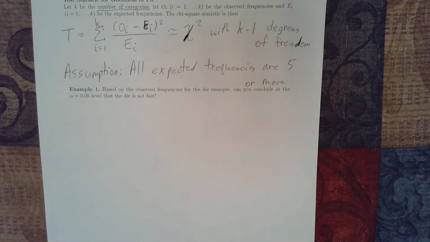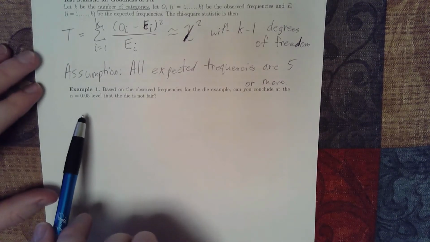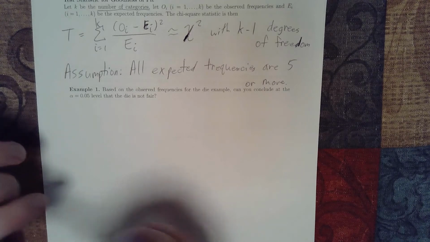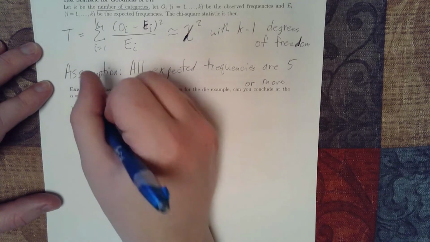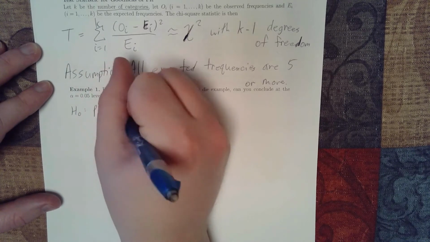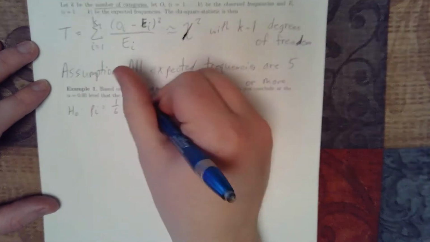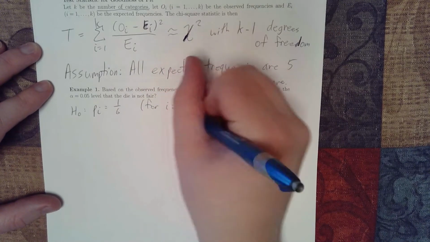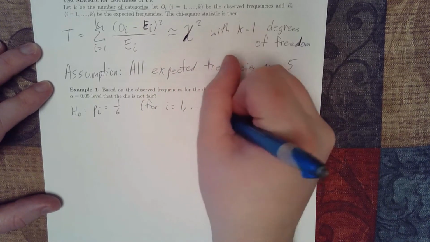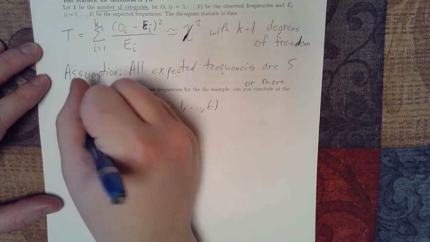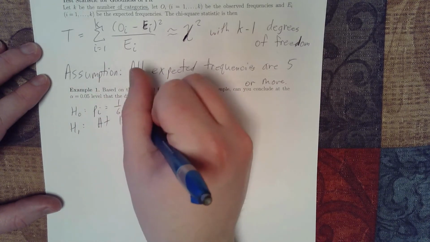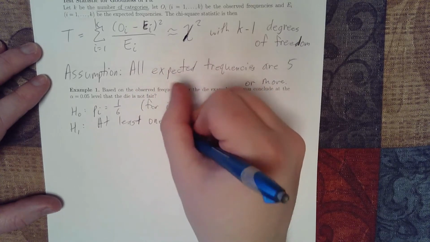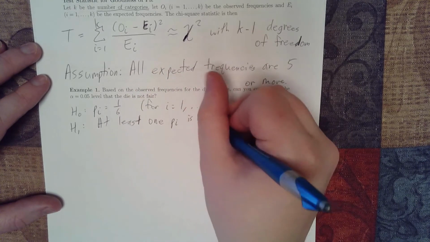Based on these observed frequencies for the dye, we want to conclude at the alpha equals 0.05 level that the dye is not fair. So again, just to review, our null hypothesis is that our P sub i's are equal to 1/6 for i equals 1 to 6, and our alternative is that at least one P sub i is wrong.